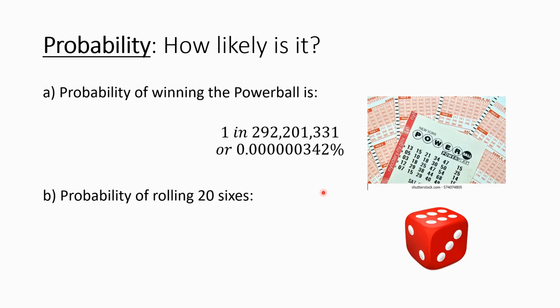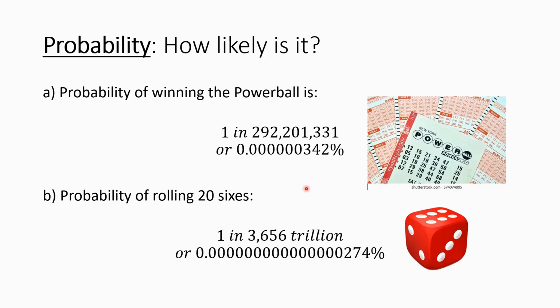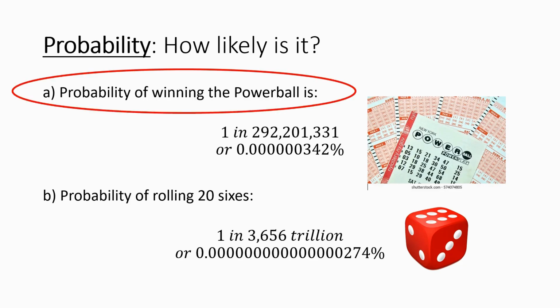is 1 in 3,656 trillion, a number that is so large it's difficult for us to even comprehend. In fact, 3.65 quadrillion is not even a unit of measurement we can typically use in everyday life. When you compare the two, it becomes clear that winning the Powerball, while extremely unlikely, is still far more probable than rolling 20 sixes in a row. The sheer number of zeros in that probability highlights just how rare such an outcome would be.